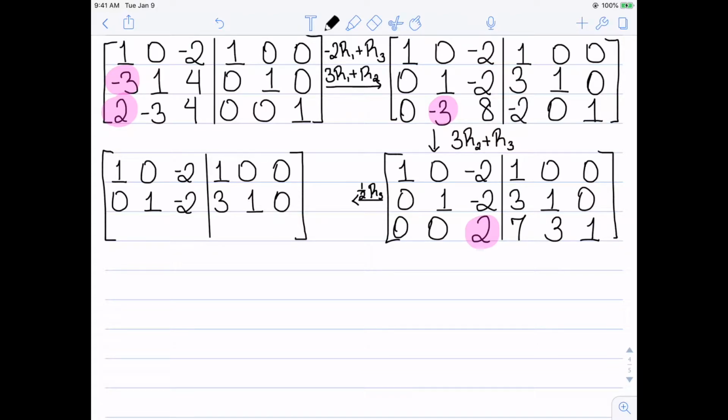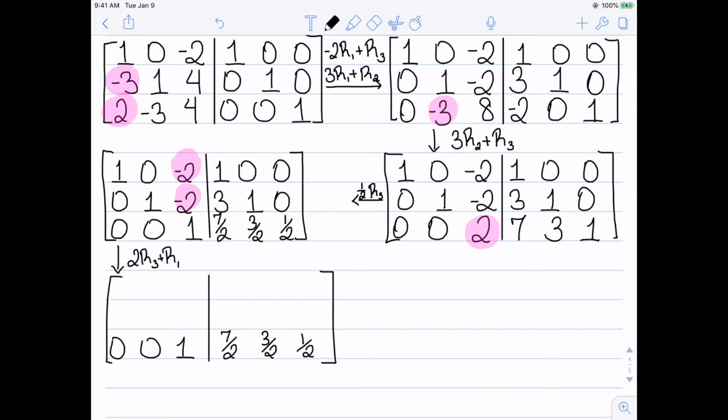I know the first and second row won't change, and then I just multiply the third row by 1/2. When I do that, the left-hand side becomes 0, 0, 1, and the right-hand side becomes 7 over 2, 3 over 2, and 1/2. I now need to work on getting zeros above this 1. For the first one, I'm going to do 2 row 3 plus row 1. Our third row isn't going to change here.